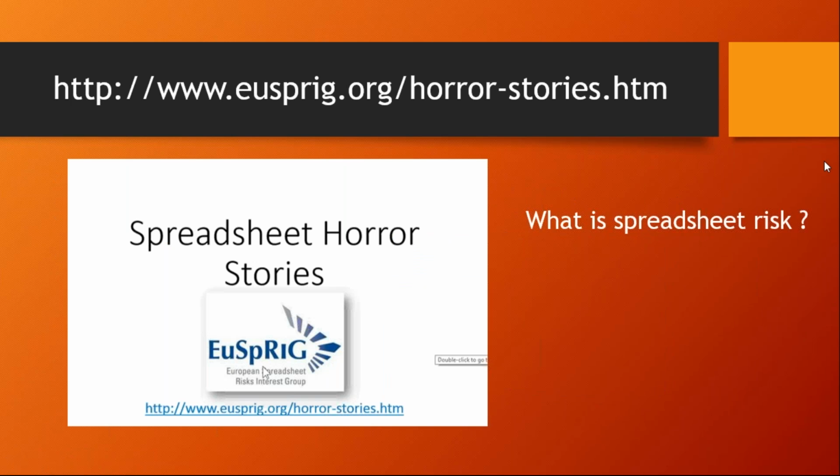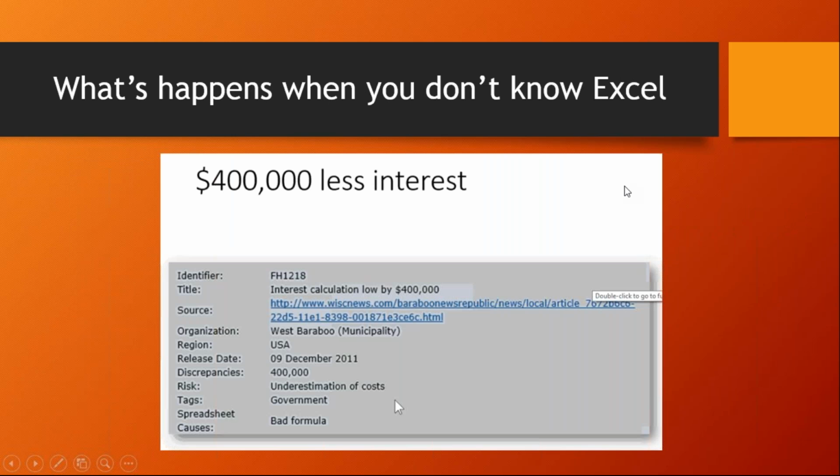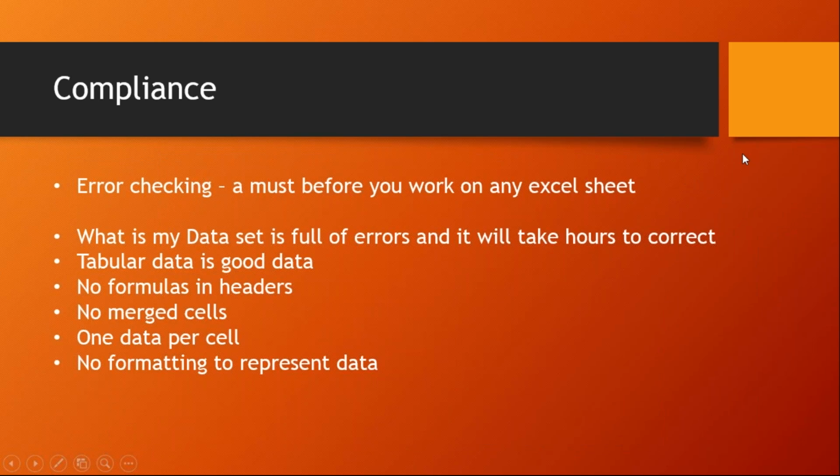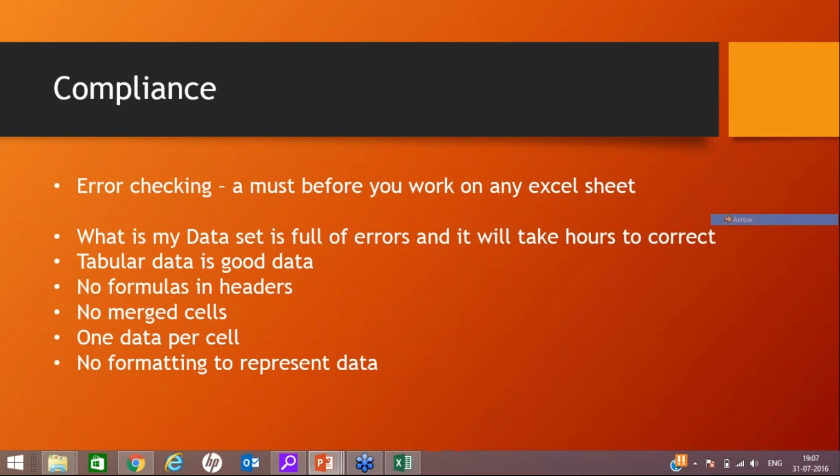We talked about some of the spreadsheet horror stories, the errors that have happened globally due to Excel mistakes, and how to avoid those by using features that I'll just talk about. And here's one case that I want you to think about: $400,000 worth of interest lost, but really millions of dollars are lost due to these kinds of errors. So we learned about error checking and how we need to actually make sure we check an Excel sheet for errors before we even start to work on it, right?